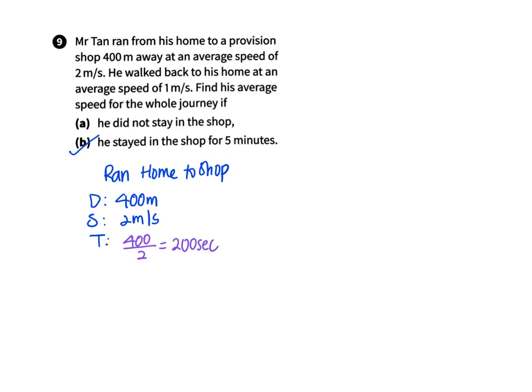Then next, he stays at the provision shop for 5 minutes. The distance will be 0, the speed will also be 0, the time is 5 minutes. But if they want the average speed for the whole journey, this is going to be measured in seconds, so 5 minutes is actually 5 times 60. That will give me 300 seconds.